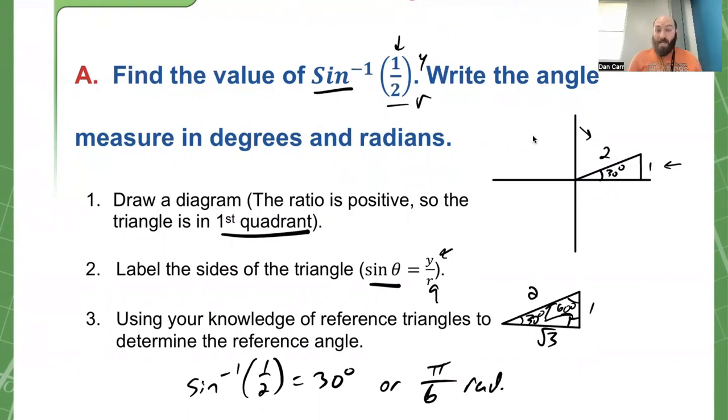Okay, and that's our basic gist of these. Every time we do our different trig ratios, we have to do the same process. Draw the diagram, label the sides using sine of theta is equal to y over r, cosine is x over r, and then tangent is going to be y over x.